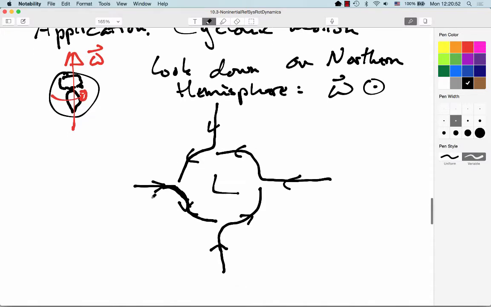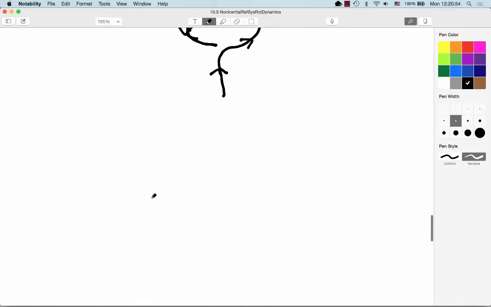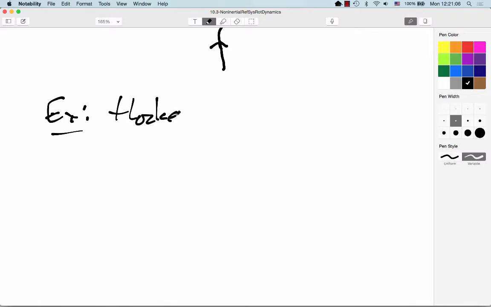Okay. And we'll also, just to do another example here, let's go and take a look at the motion of a hockey puck on a frictionless merry-go-round.